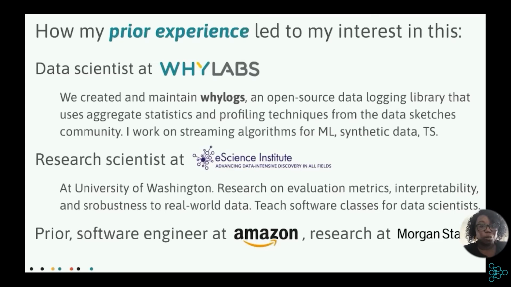I also maintain a role at the University of Washington, where a large part of that focus for the eScience Institute there is collaborative data science research and supporting methods and open source software that kind of drives data innovation across academic disciplines. My own personal research is very much related to what we do at WhyLabs. It's about machine learning evaluation metrics, machine learning interpretability, and robustness to real-world situations.